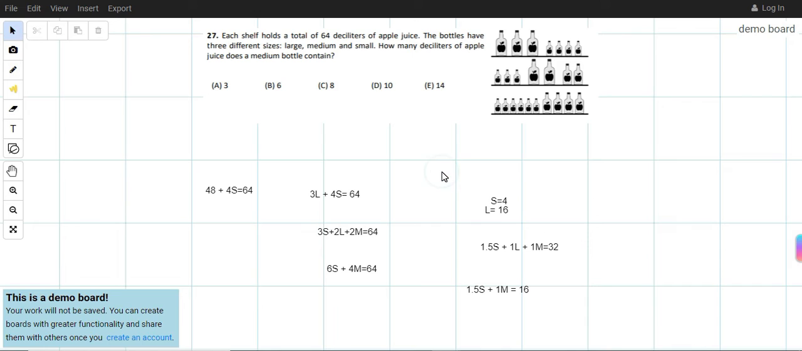Okay, now that we have that, it's the moment of truth, the finale. We can solve what M is. In this 6S plus 4M is equal to 64, we can just substitute back in that S equals 4. So 24 plus 4M is equal to 64. I'm not a math genius, but I'm pretty sure you all can do that. 6 times 4, 24, plus 4M is equal to 64. That means 4M would have to be equal to 40.